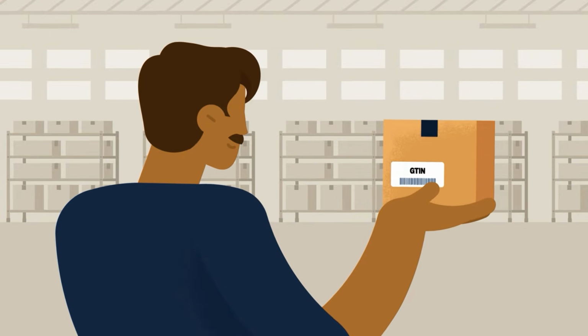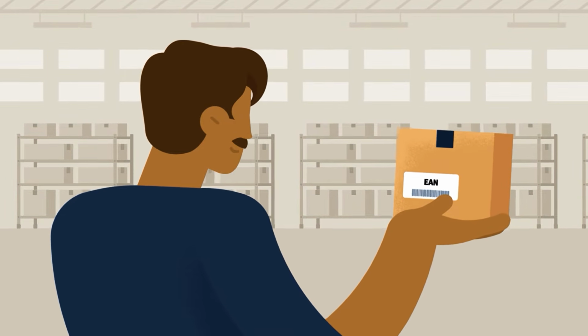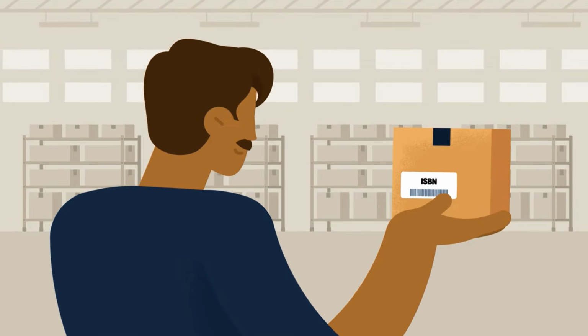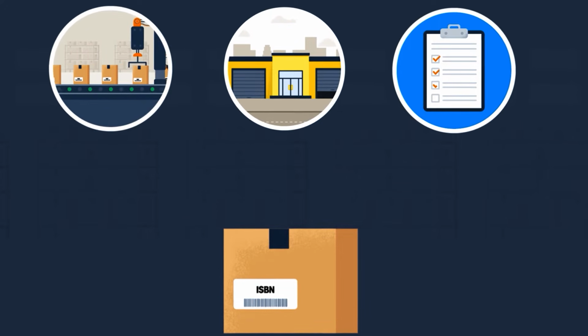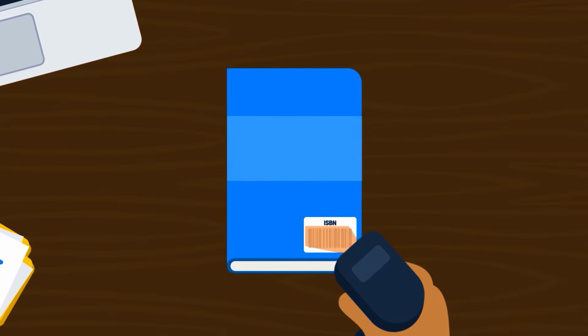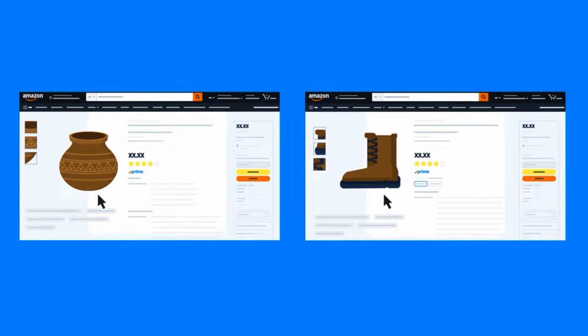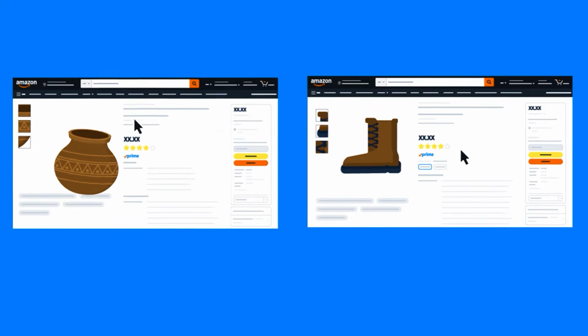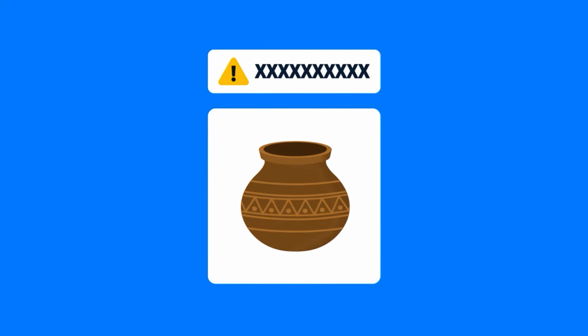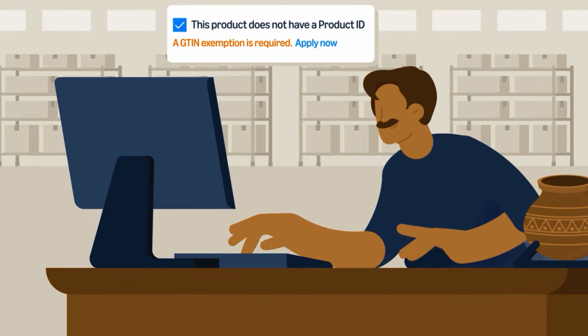A product ID such as GTIN, UPC, EAN, JAN, or ISBN helps to provide fast and accurate product identification, streamlines inventory management, and reduces errors through barcode scanning. However, some products do not require a product ID in order to be sold in the Amazon store. To list a product without a product ID, you'll need to apply for a GTIN exemption during the listing process.